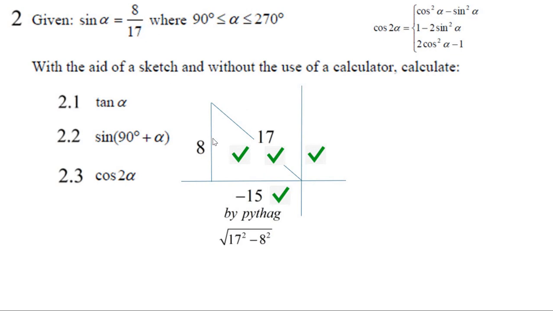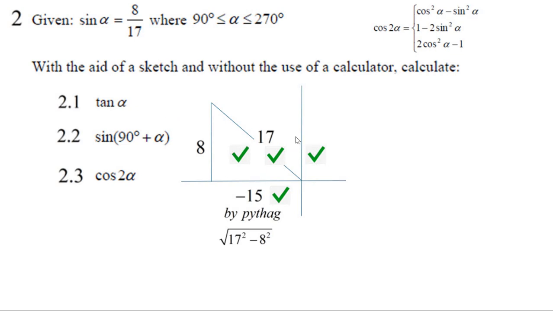Now it's 8 over 17. That's opposite over hypotenuse, so there must be an 8 there and a 17 there. Now I can just use Pythagoras. I go 17 squared minus 8 squared and square root it, and I get 15. But hey, I'm going to the left here, so it must be negative 15 in this quadrant. Now I've got everything I need to do these three things, because I can do it all with this triangle.